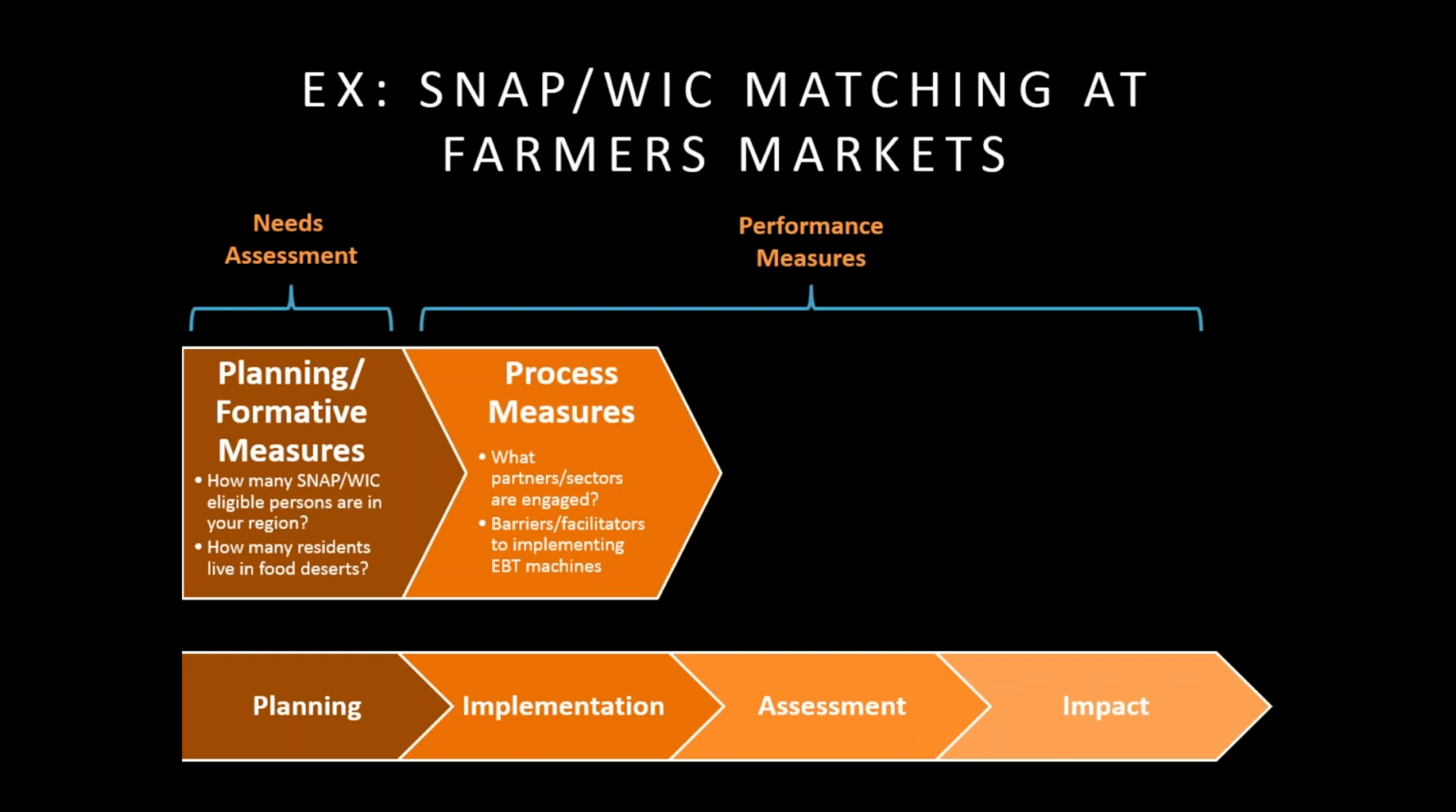As you move on to implementation, some of the indicators you might be interested in capturing could be things like what sectors and partners have we engaged? Did we reach out to the municipality? Did we reach out to local food trucks? Are businesses on board? Are there sectors that we didn't even think about that we accidentally left out of this engagement process? Some other indicators could be things like barriers and facilitators.